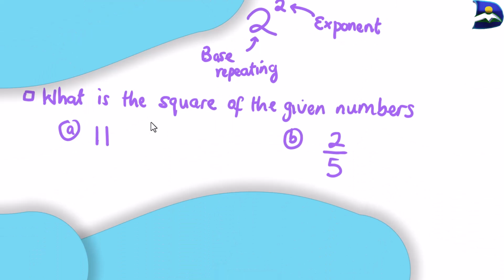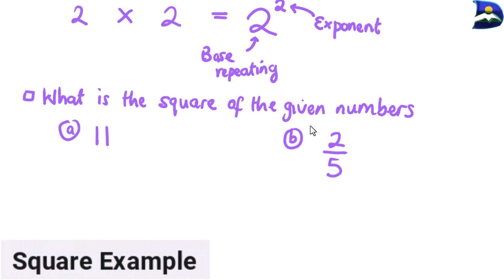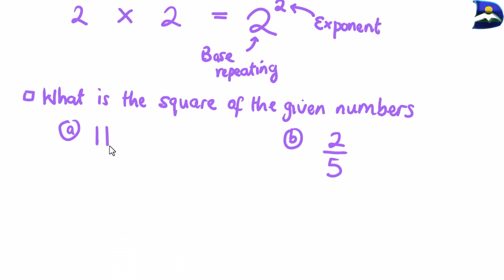Like for example, what is the square of the given numbers? In this case, for A we're given 11, and for B you're given 2 divided by 5, or 2 over 5. For the first one, we know that we're given the number 11. That means that our given number, 11, we're going to apply the square, which we highlight here to be the exponent. And so the exponent is represented as the square of the base.